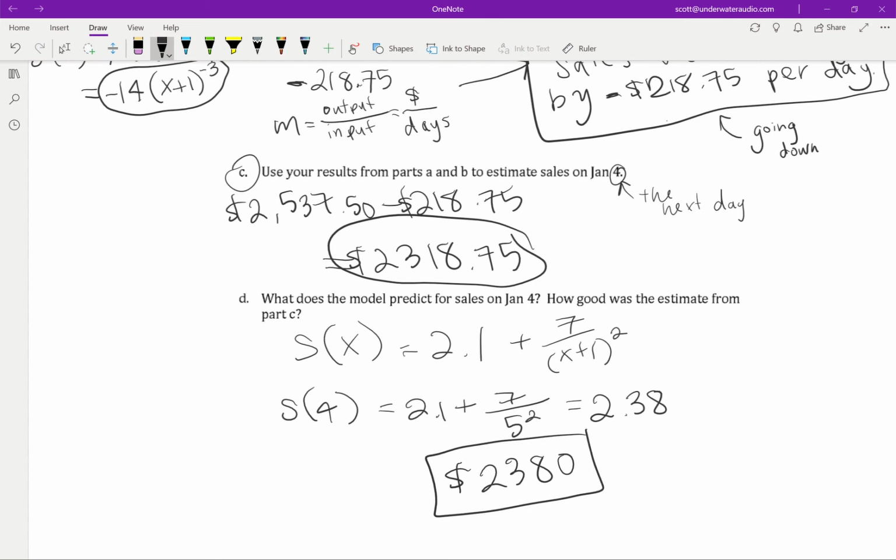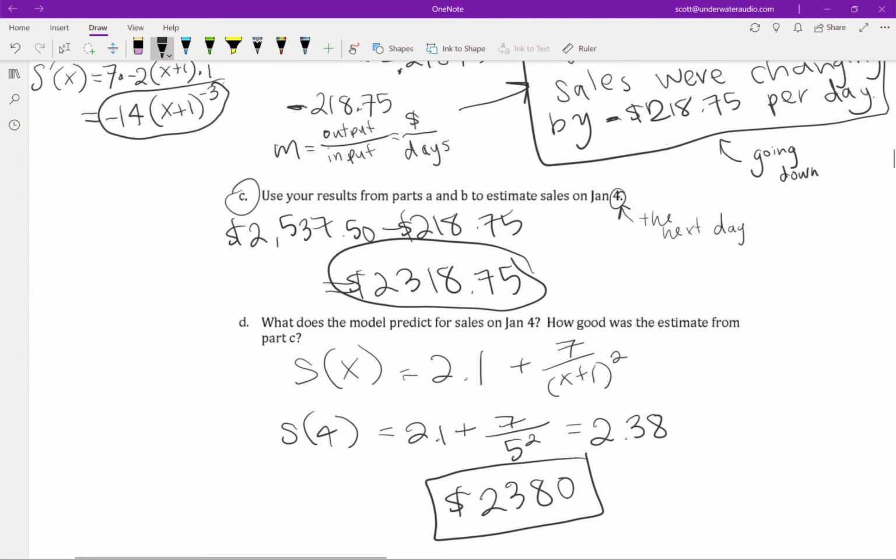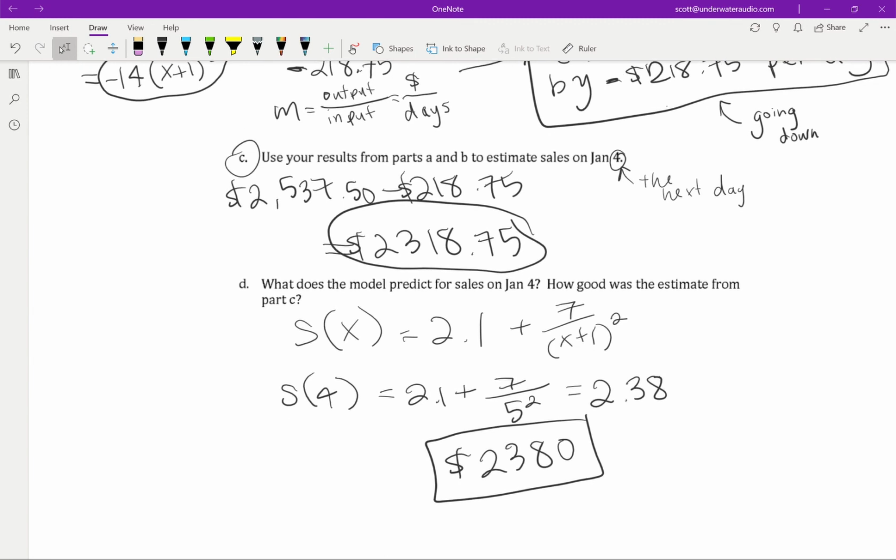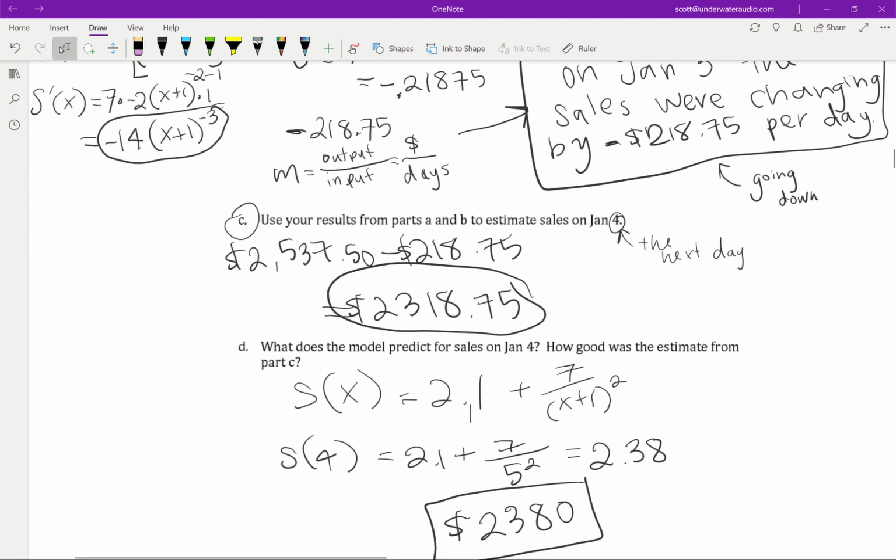So the question says, how good was the estimate from part C? I'd say it's a reasonable estimate. It looks like it's roughly 60 off. So it wasn't a terrible estimation. It is a way we can use to estimate if we don't have the actual function to plug in. So let me know if you have any questions. This is tough stuff, but we can do it.